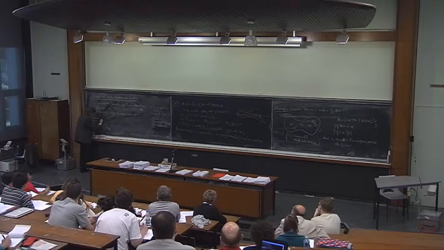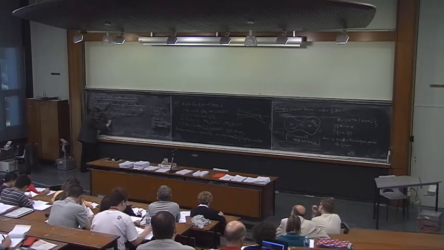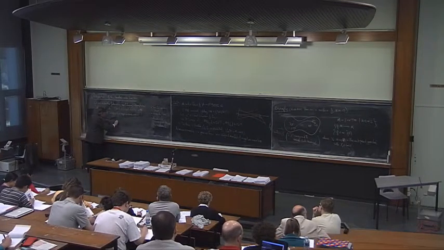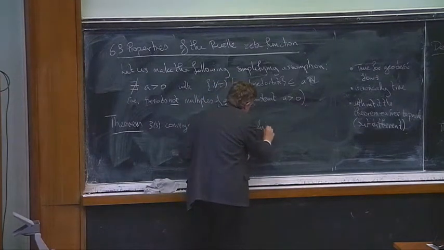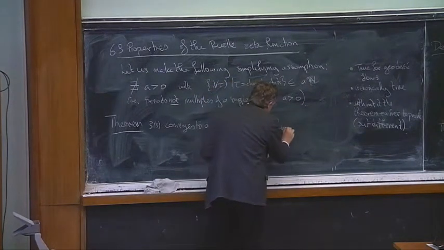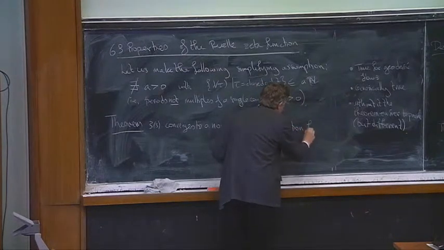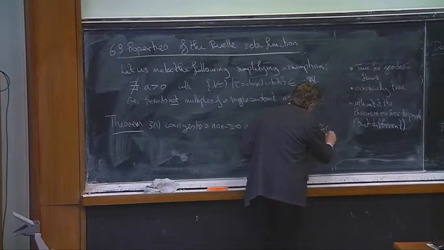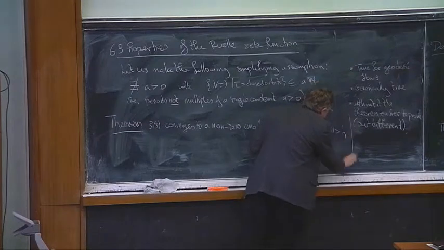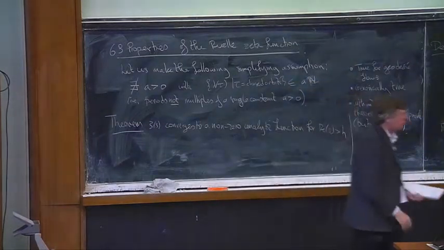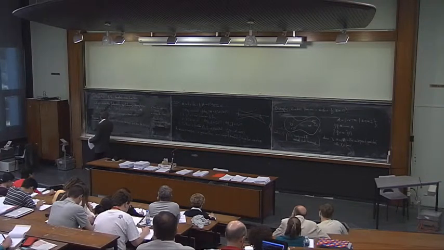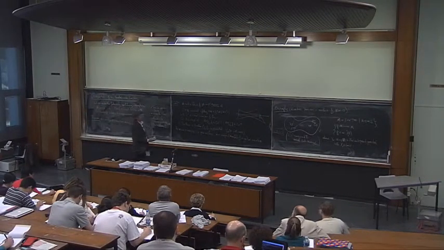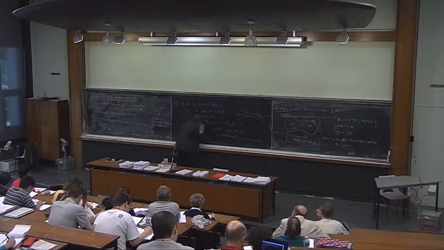Let's say that zeta of S converges to a non-zero analytic function for the real part of S greater than H. So in the case of geodesic flows and the Riemann zeta function, it was more natural to take 1. But here we don't have a natural value except for the entropy, and so we use that instead.